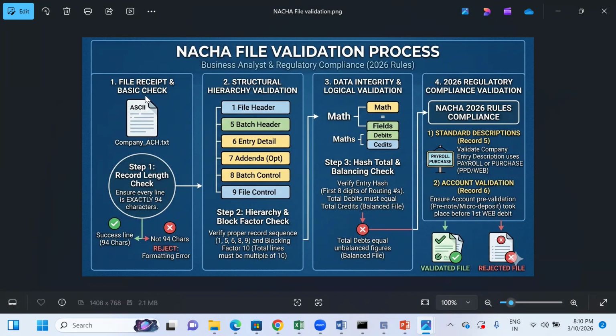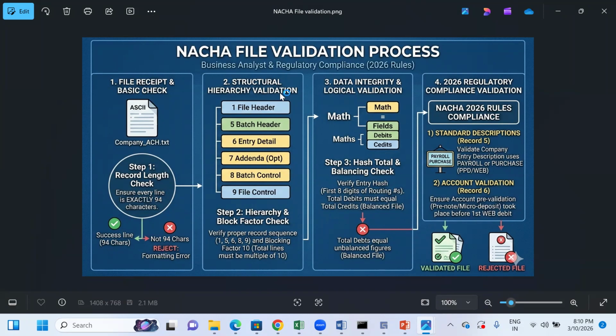The first one is the file receipt and basic check. This is the first step. Second, we need to validate the structural hierarchy. Majorly, first we will take the file header into account. After that, what are the batch files we have? That comes under the batch headers. After that, whatever the payment related entry details, everything will come into the picture. So this is a hierarchical process.